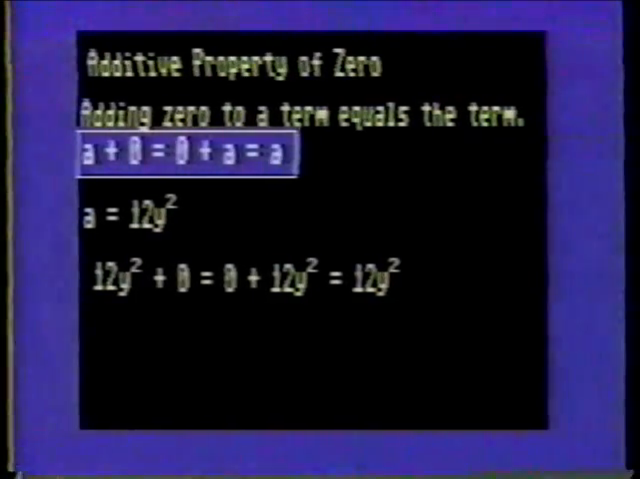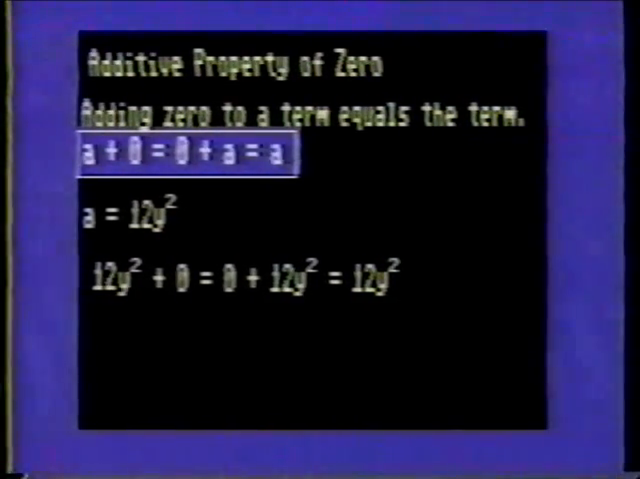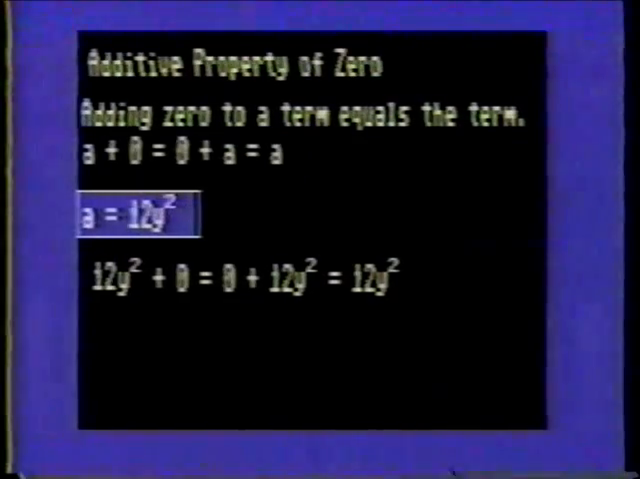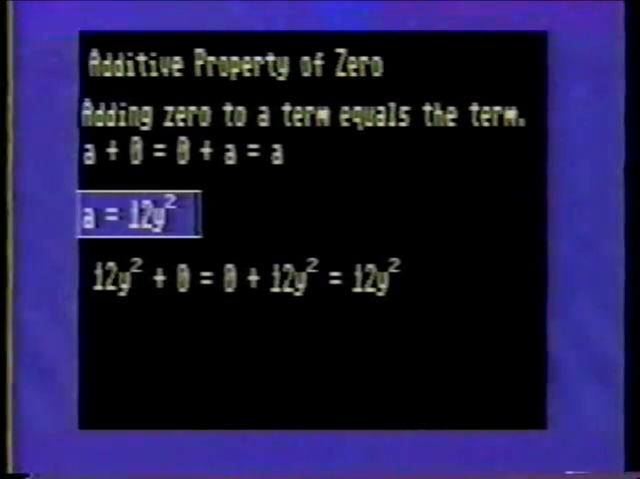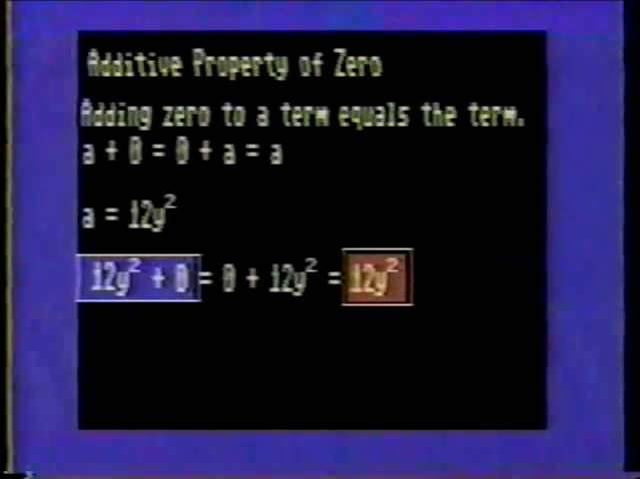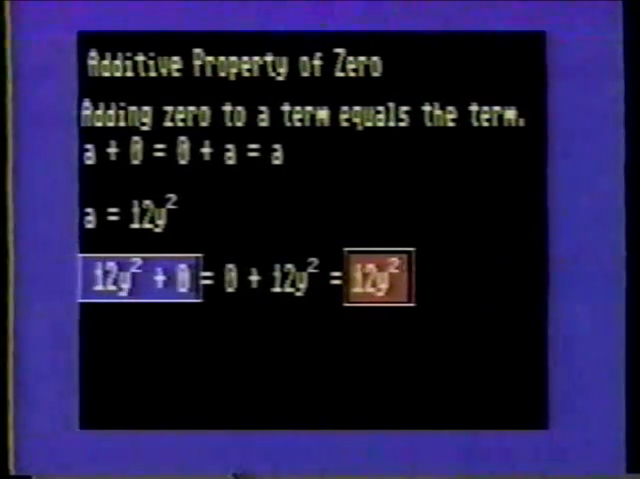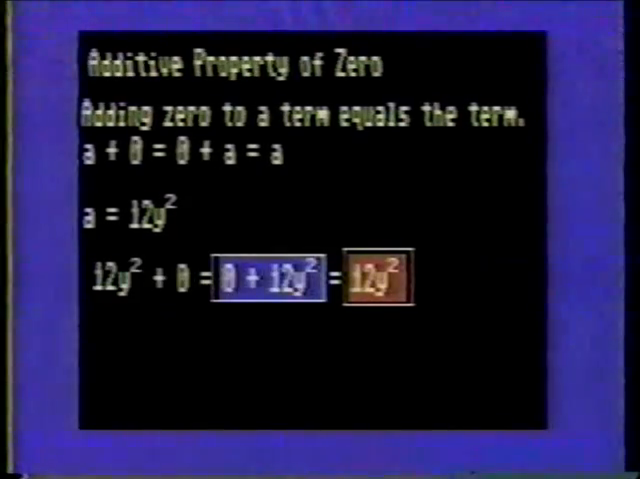Additive property of 0. Adding 0 to a term equals the term. Let A equal 12y squared. A plus 0 becomes 12y squared plus 0, which is 12y squared. 0 plus A becomes 0 plus 12y squared, which is 12y squared.